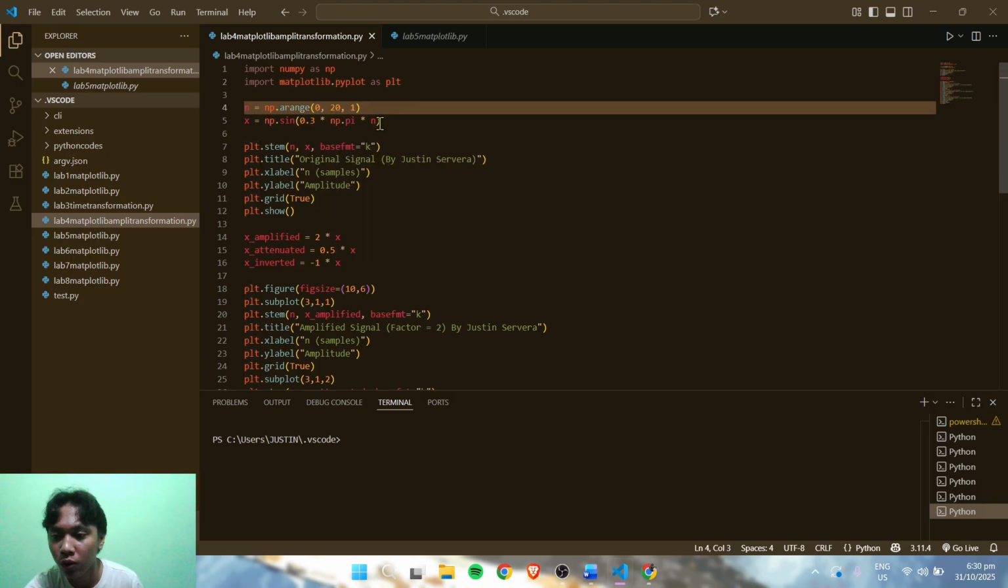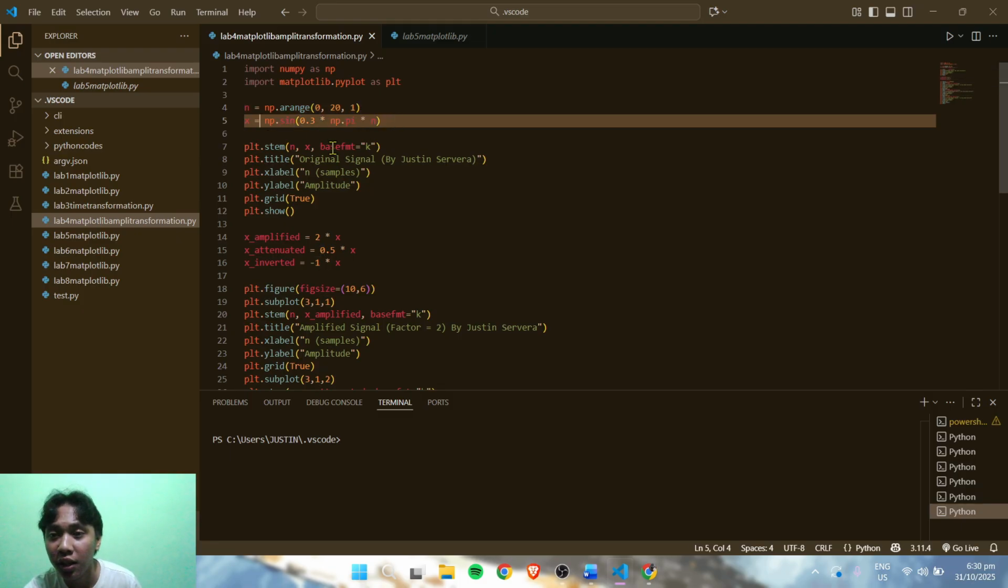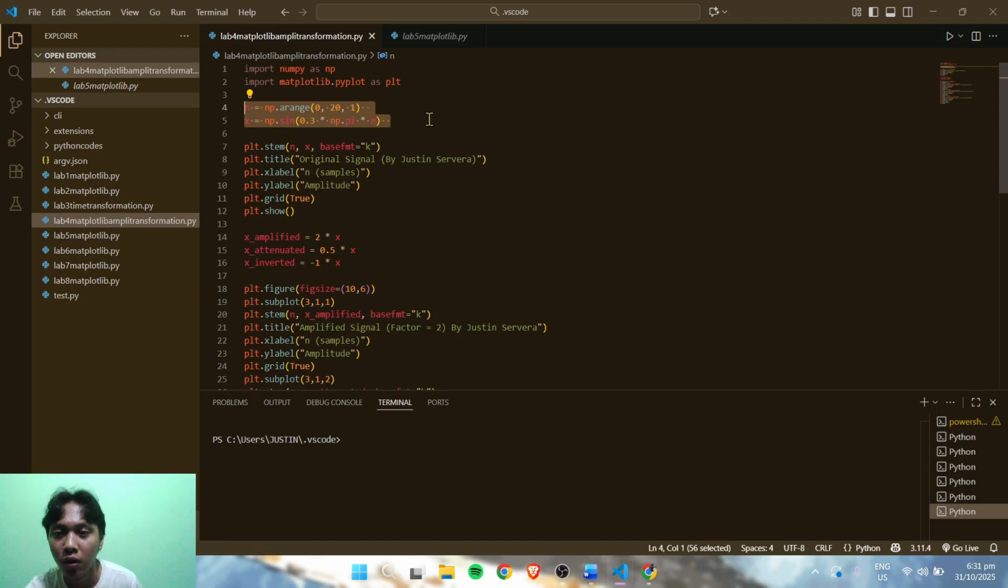These two statements here are to create a discrete time signal. In the first line, n is the discrete time index equals np.arange. It goes from 0 to 19 with steps of 1. Here, the signal x is for the sine wave. This is generated using the sine function. These two statements create a signal that oscillates up and down over time.